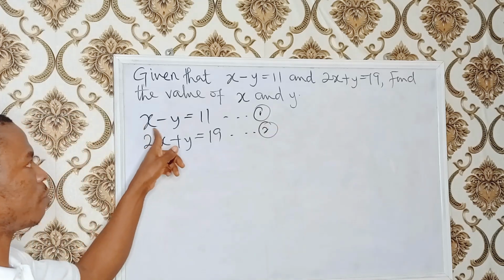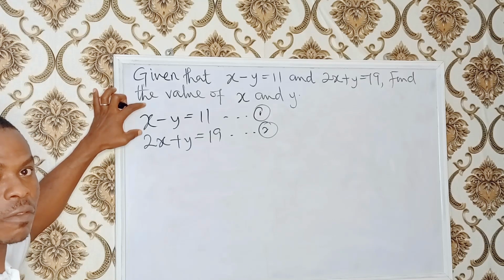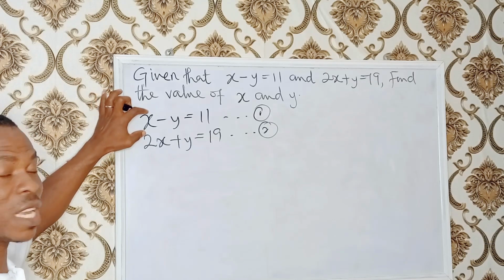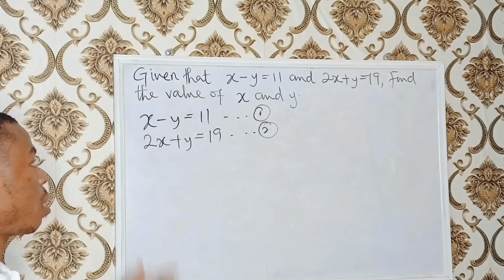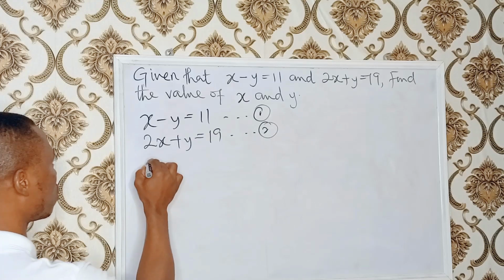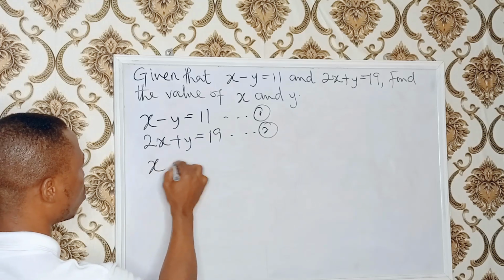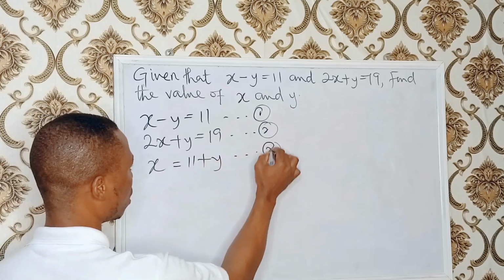Now from equation 1, I'm going to make x the subject of formula. And for me to make x the subject of formula, minus 1, we have to go to the other side, or I will add y to both sides. So that will give us x equal to 11 plus y. And I'll call this equation 3.